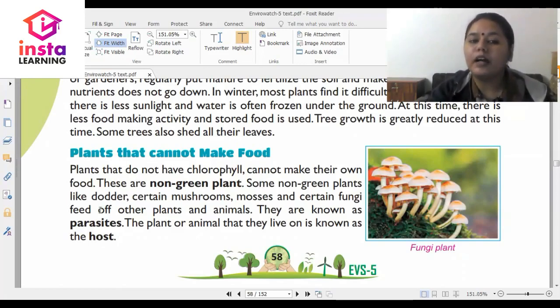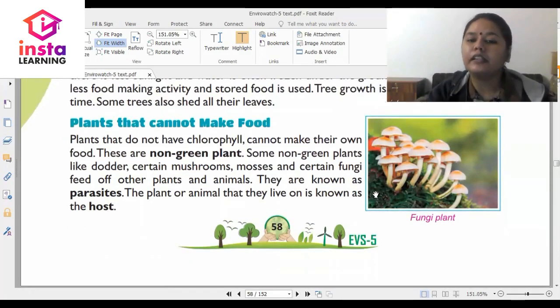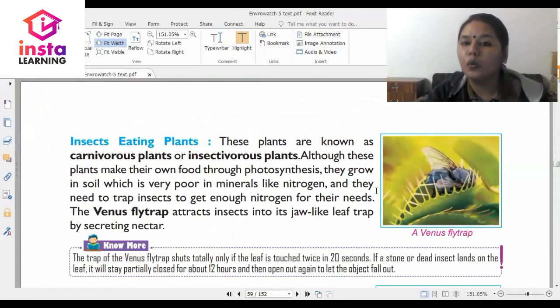Some non-green plants like dodder, certain mushrooms, mosses and certain fungi feed off other plants and animals. They are known as parasites. So they generally feed on other plants. The plant or animal that they live on is known as the host.